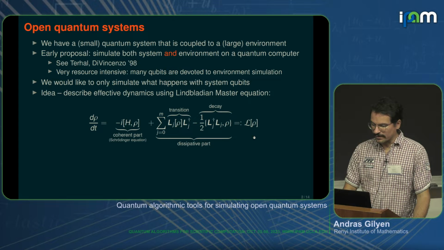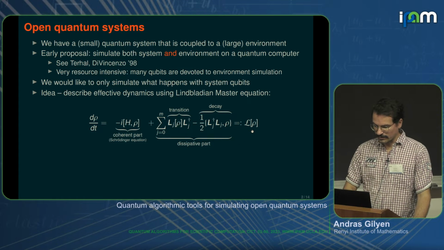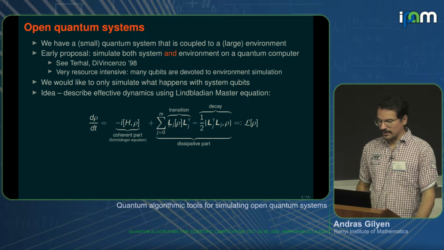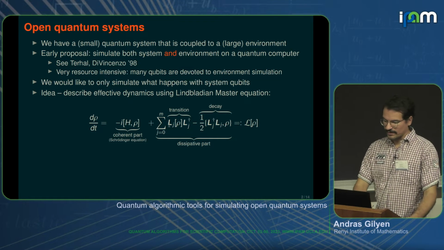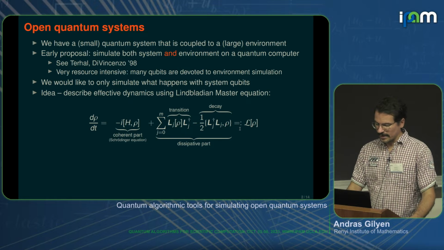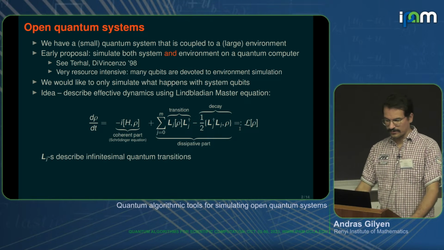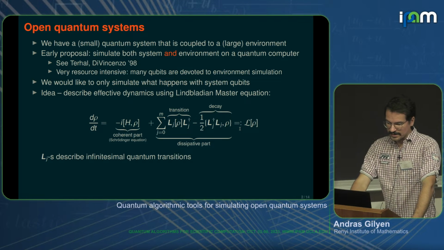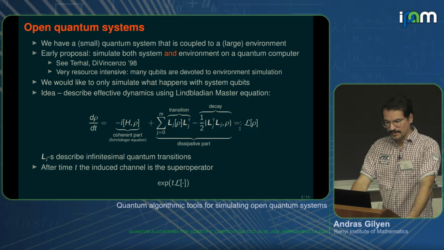And this is called the Lindbladian, the overall operator. And these L_j are called the Lindblad operators. So these are individual jump or Lindblad operators. And the entire thing is called the Lindbladian, the super operator. And as I said, these L_j describe these infinitesimal quantum transitions.